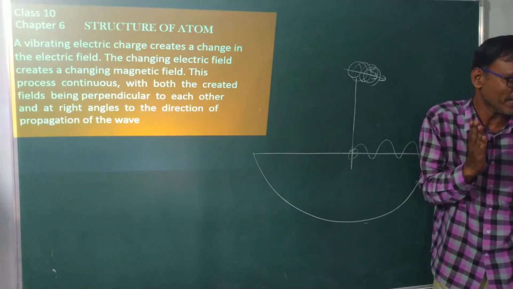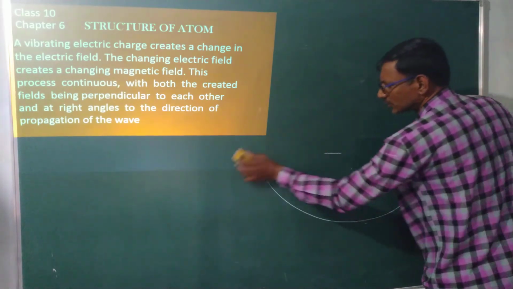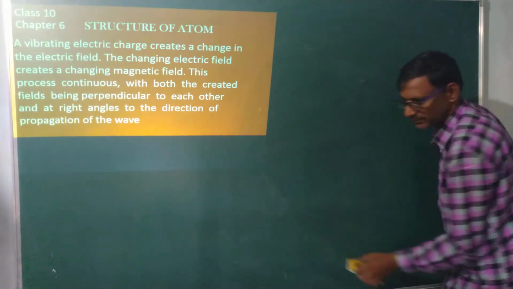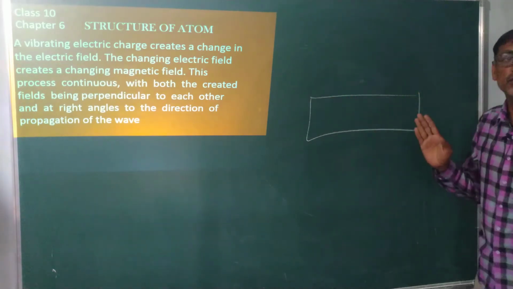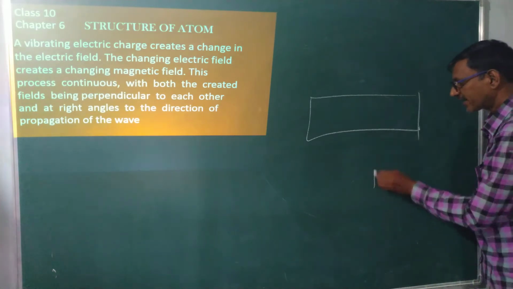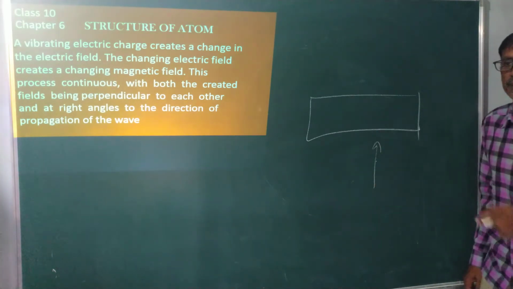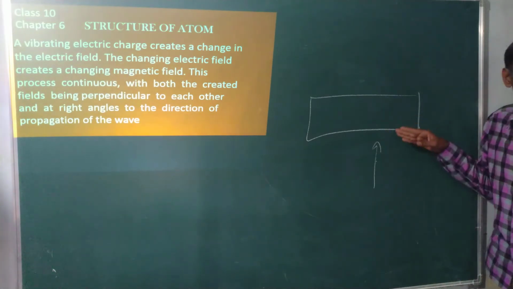When an electric charge is vibrating, how are electrons vibrating? That is also a very, very important point. I would like to give you an example. Suppose this is my iron rod. We are giving heat energy to this one.